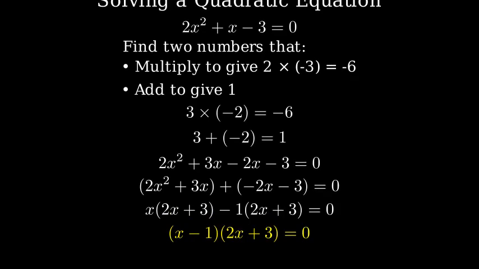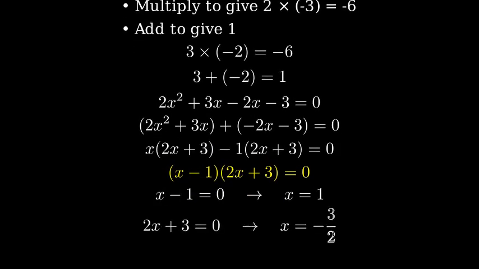Using the zero product property, we can set each factor equal to 0 and solve for x. When x minus 1 equals 0, x equals 1. When 2x plus 3 equals 0, x equals negative 3 halves. Now, let's verify these solutions using the quadratic formula.